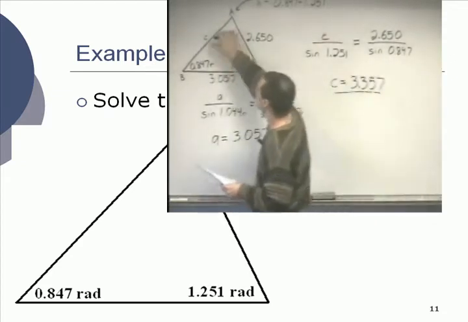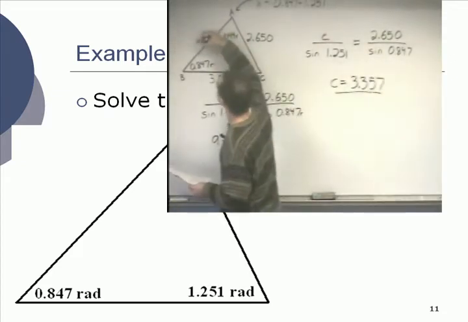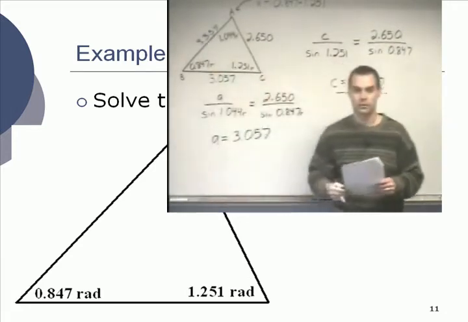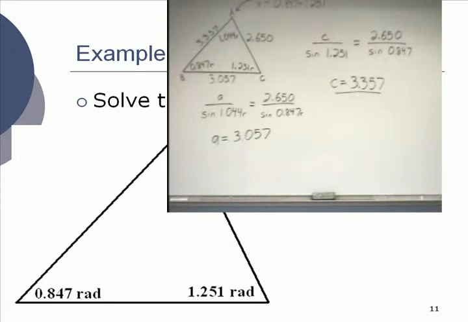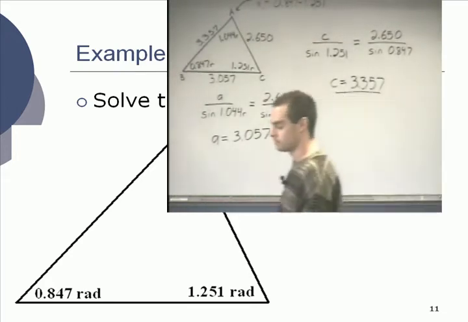And we know both sides. We know all three sides. That triangle is solved. We got all the sides and all the angles. Again, we had to have three pieces of information to start with. If we had less than that, can't do it.